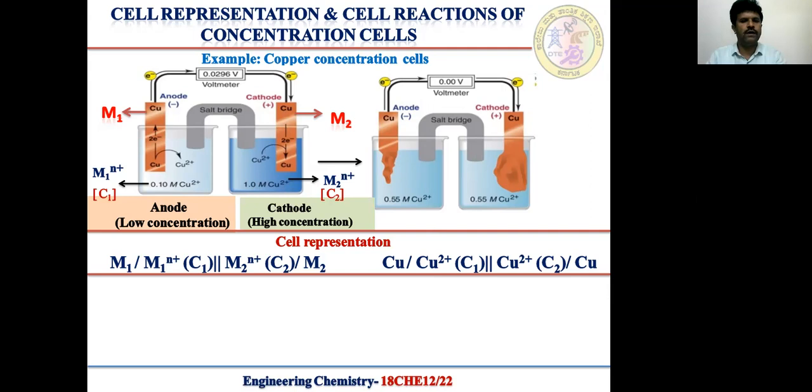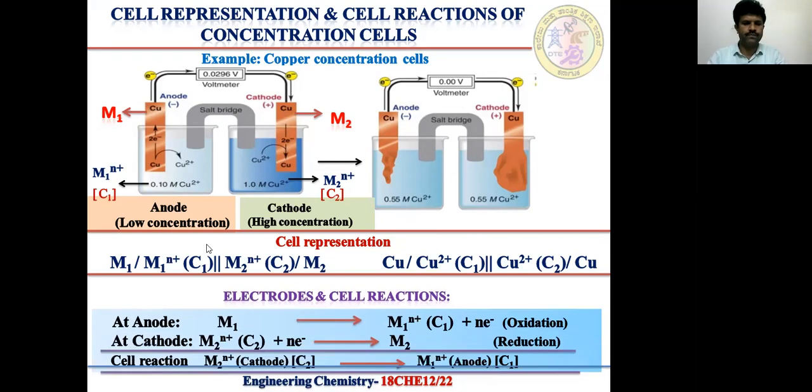If we consider copper concentration cells, then we can represent the cell as Cu in contact with Cu2+ ions of concentration C1, salt bridge, and Cu2+ of concentration C2, which is in contact with the metal Cu. So in this way, we can represent the concentration cells.